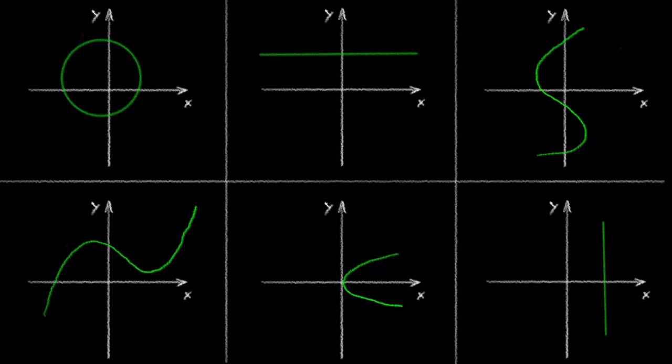Let's use the vertical line test to determine which of these 6 graphs represent a function. If we can draw or imagine a vertical line that intersects the graph more than once, then the graph does not represent a function. In this example, we see that the vertical line intersects the graph more than once. So this graph does not represent a function.